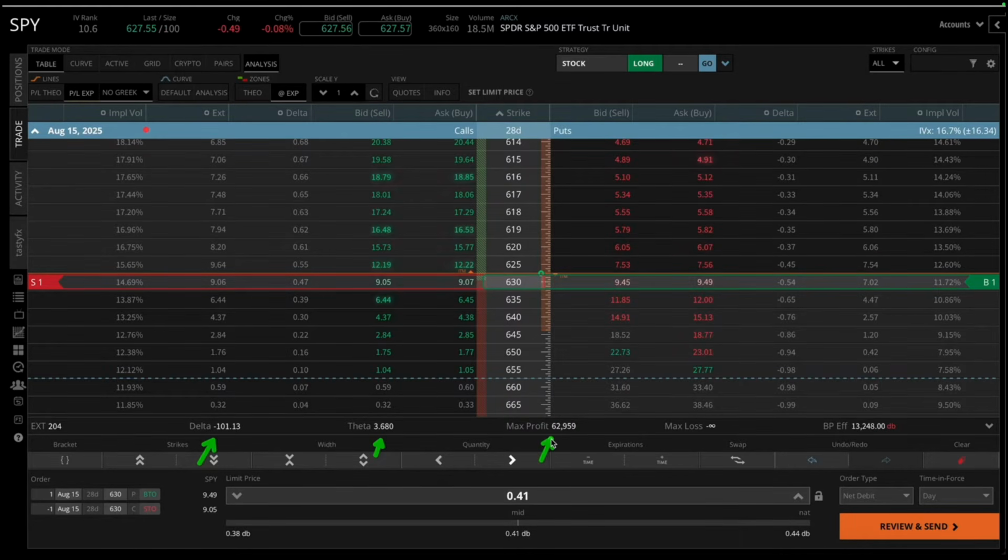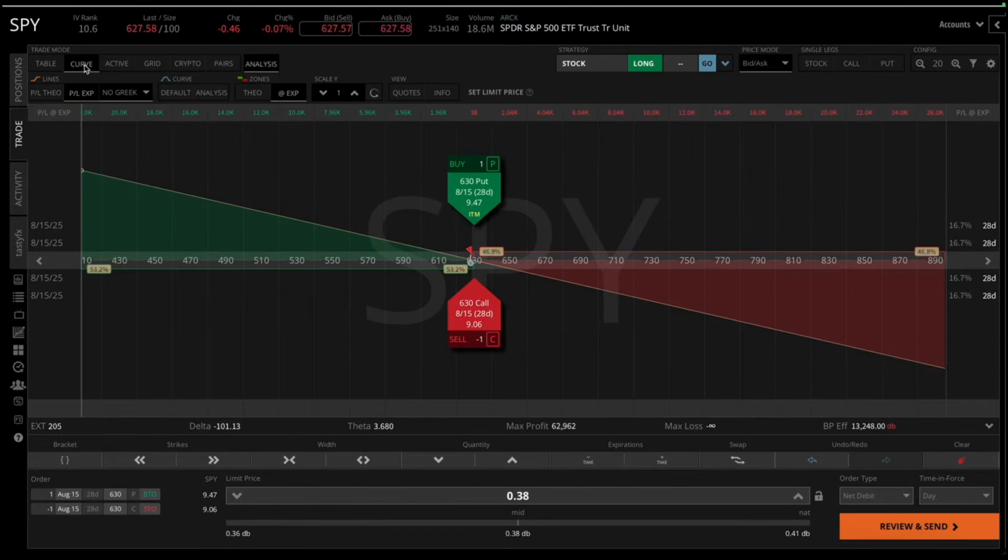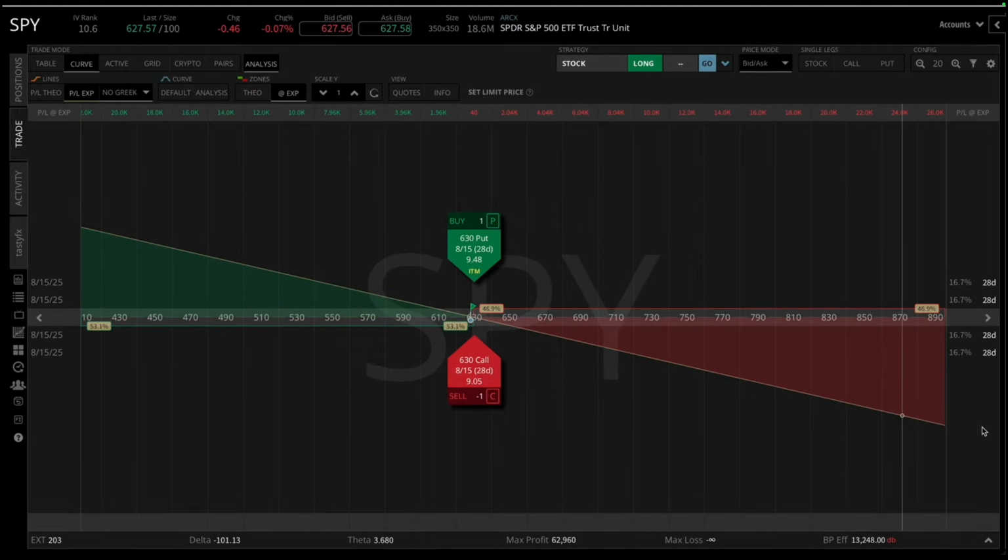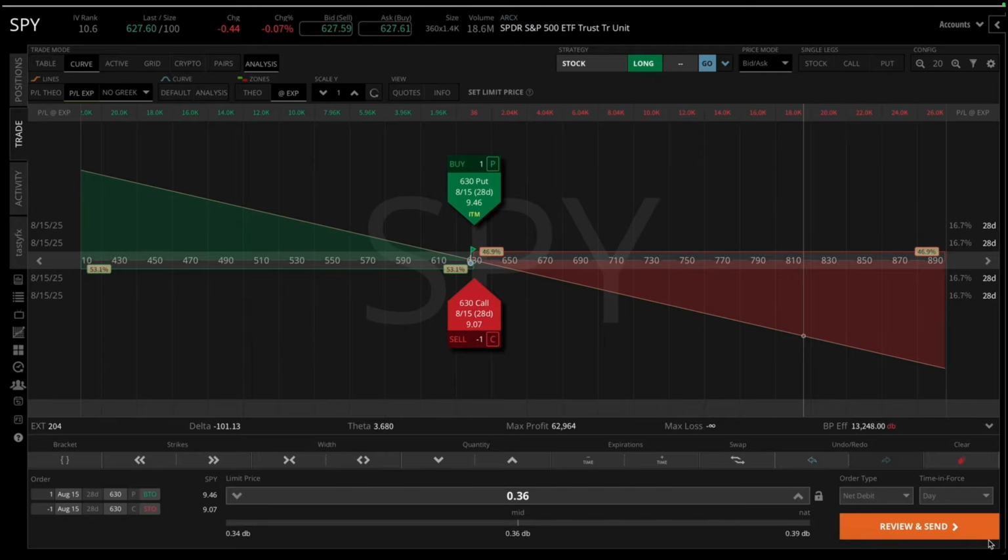The max profit is $62,961. And the buying power effect is quite a bit less than selling short 100 shares. It comes in at a debit of $13,248. And when we look at the profit and loss diagram, we'll see that they are nearly identical. The synthetic short stock loses value as the price of SPY appreciates and gains value as the price of SPY depreciates. And we could put this trade on for a 34-cent debit.